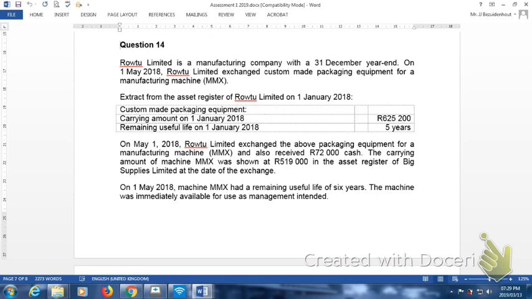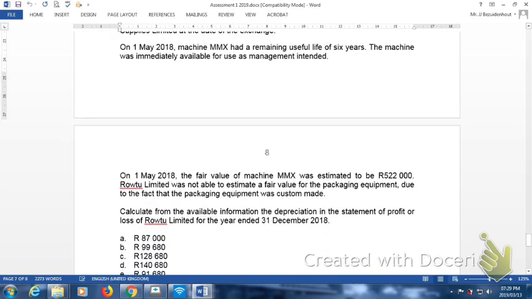But in this case, you did not have the fair value of the asset given up. You do have the fair value of the other asset, and that's your second go-to. If you don't have the fair value of the asset given up, then you look at the fair value of the asset that you received. In this case, the fair value of that asset was 522,000. So that will be the starting point for the new asset in your books.